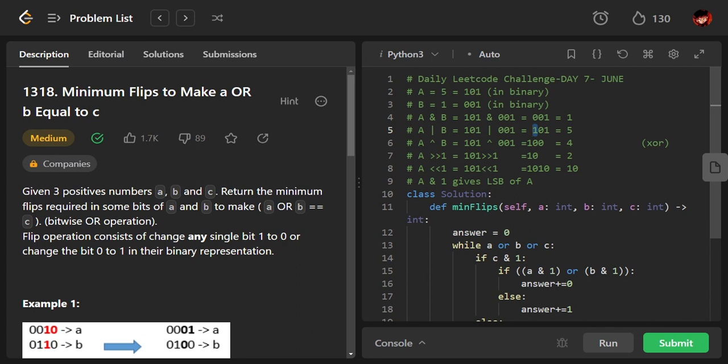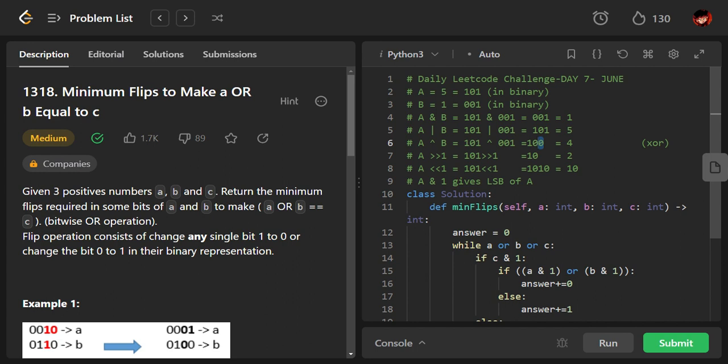Now comes the XOR operator. What XOR means is that if both the values are different, for example 1 and 0 or 0 and 1, it will lead to a 1. If both the values are the same, it will lead to a 0. For example, here 1 and 0 are different, so it will lead to 1. In this case 0 and 0, both are the same, so it will lead to a 0. Similarly, 1 and 1 are both the same, so that's why it will lead to 0.